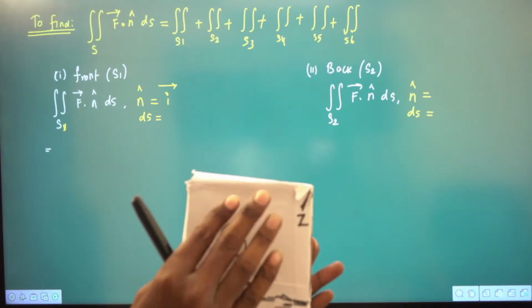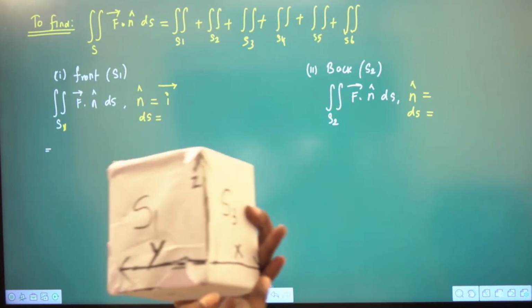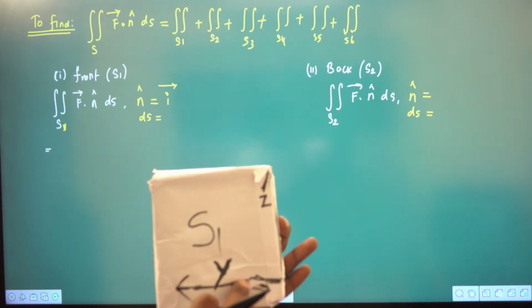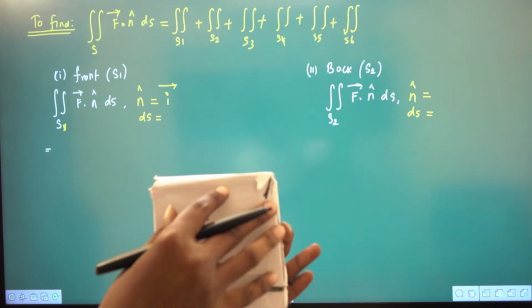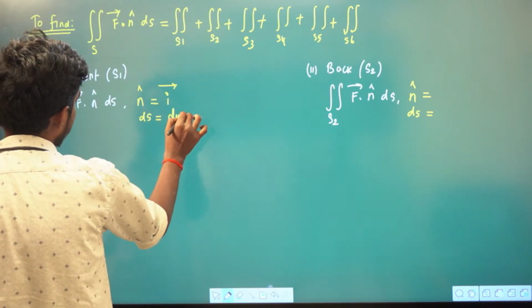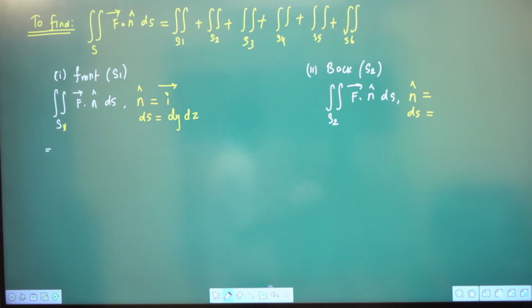And you can see in this surface x is fixed. The only thing is we are varying over y and z, because this is the y axis and this is the z axis. So we are varying over y and z, so it will be dy dz. Is it clear?